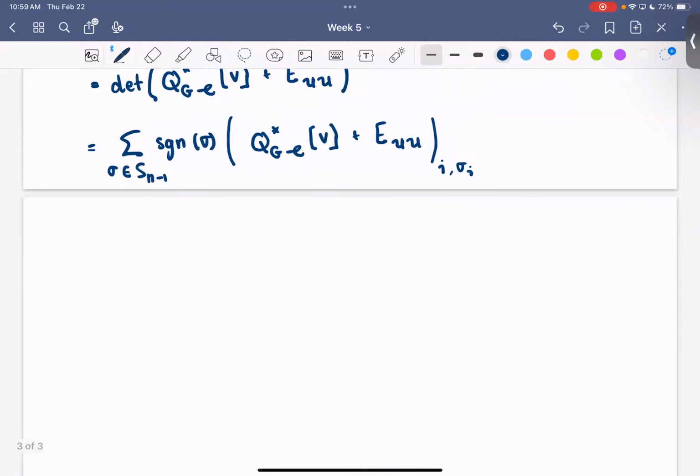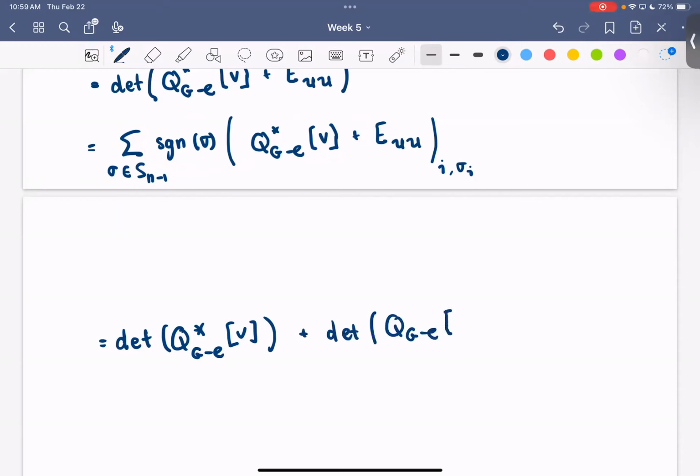Okay, I'm going to tell you what this comes out to, so we can argue our way towards that. This is going to come out to the determinant of Q sub G minus E of V star. So this part is somehow going to be preserved, and then the extra bit that we get is going to be the determinant of Q sub G minus E of V and deleting U. Okay, so let's argue why this is true.